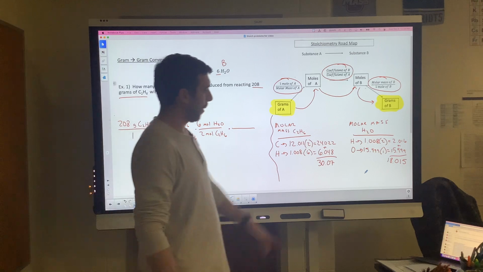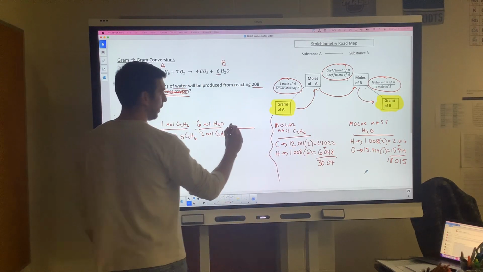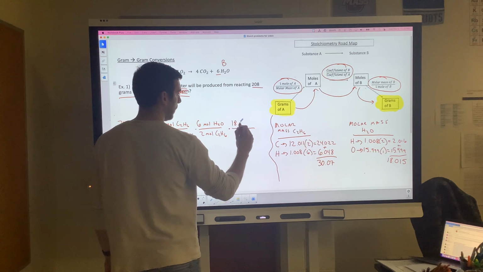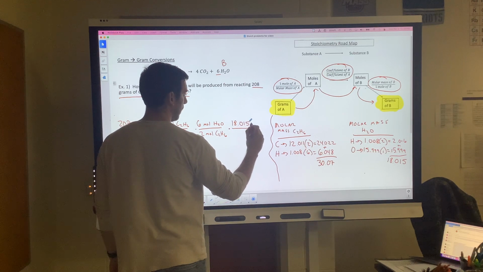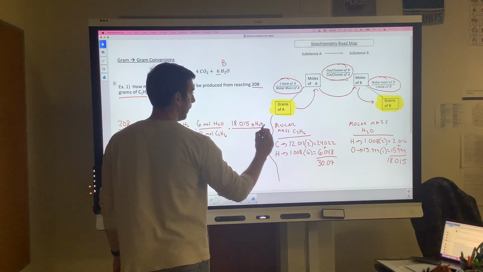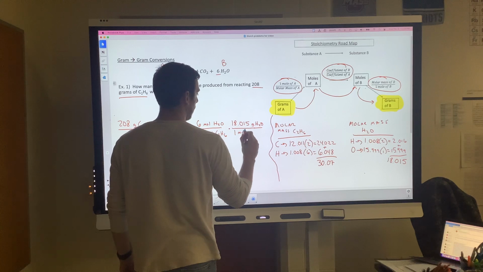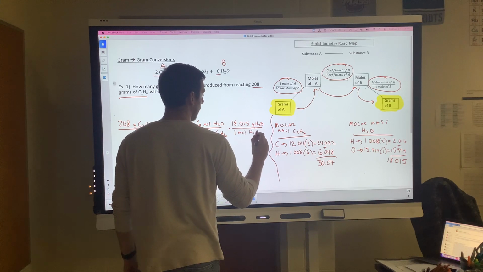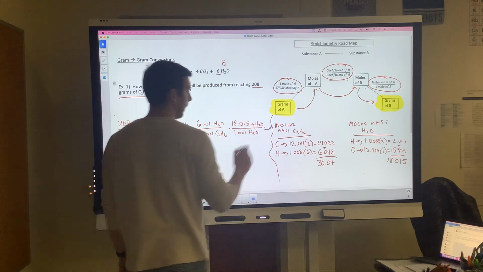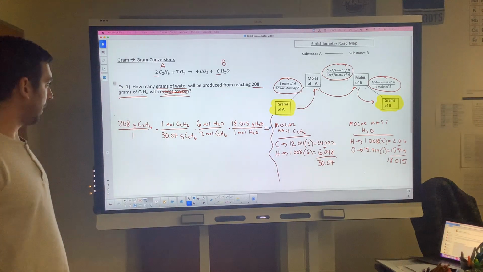All right, so we look at where we're going to place this number. The molar mass goes on top, so we're going to put 18.015, that's grams of water, up top. And the bottom is just 1 mole of B, so we have 1 mole of water on the bottom. We made it all the way to the end of the roadmap, so we're ready to calculate.